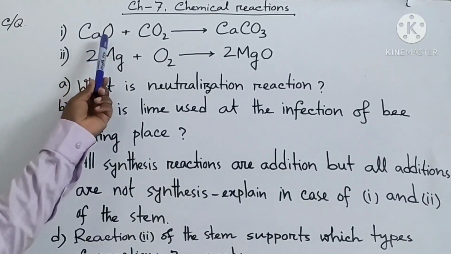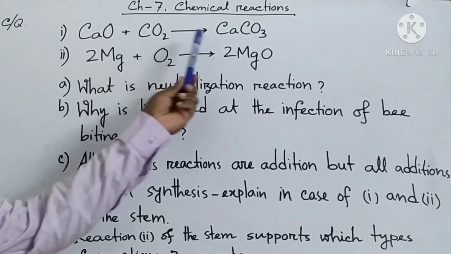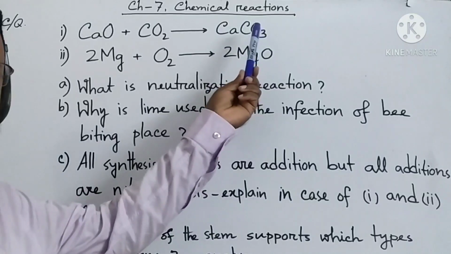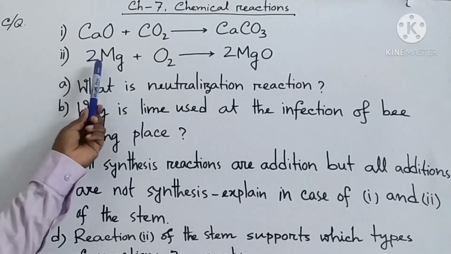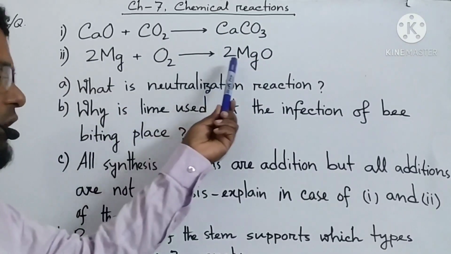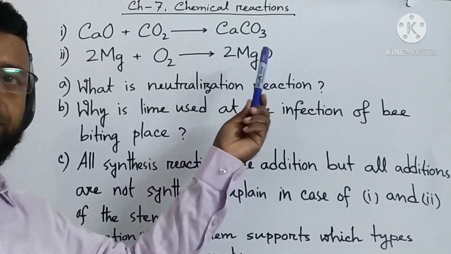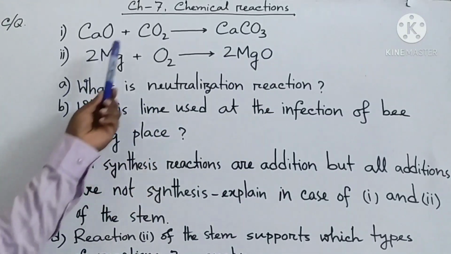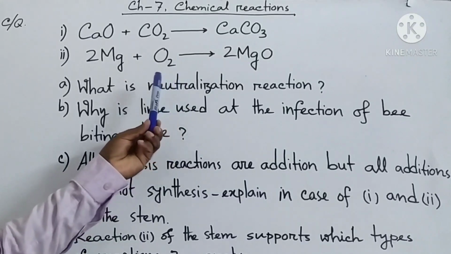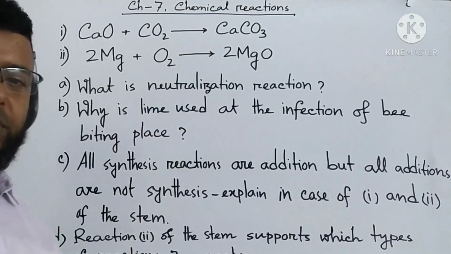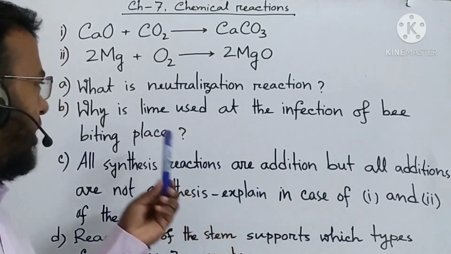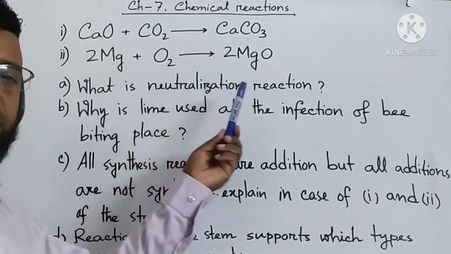I have written a reaction: calcium oxide reacts with carbon dioxide to produce calcium carbonate. Then magnesium and oxygen react together to produce magnesium oxide. On the basis of these two reactions, we have to write the answer. The first one is a knowledge-based question. It may be of different types.